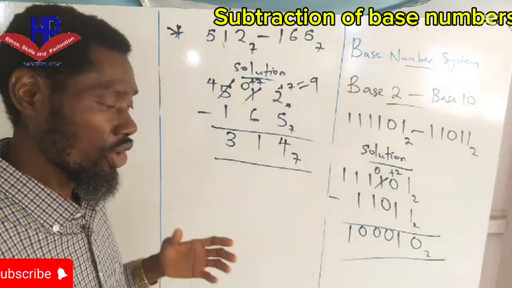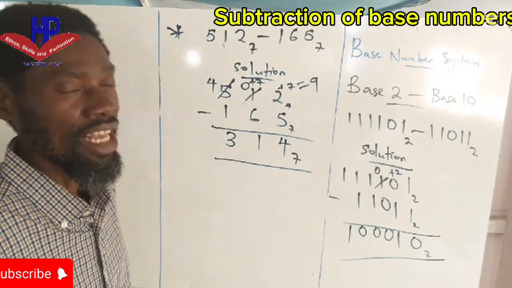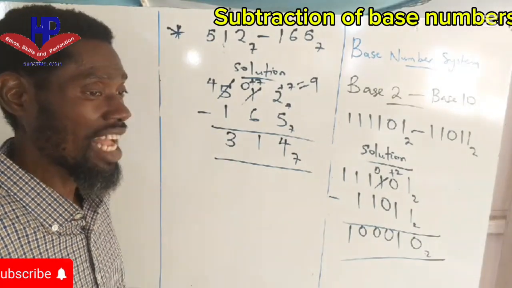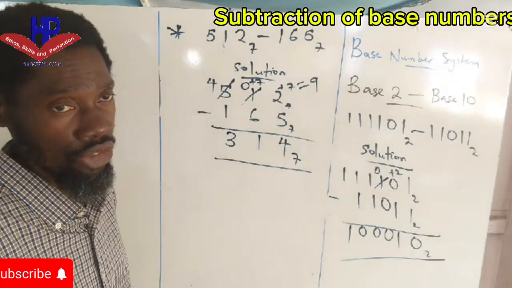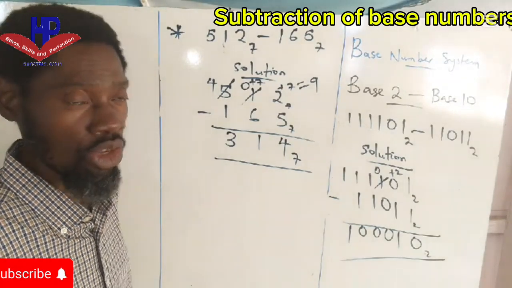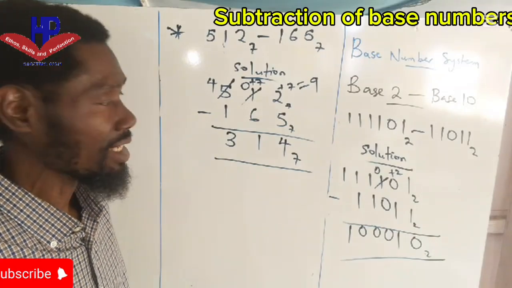As simple as this. So this is how you go about subtracting numbers of different bases. You can deal with it. Just consider the base you're dealing with and carefully apply it, and know that whatever number you borrow is the same as the base you are dealing with. So take note of that to help you get the right answers.